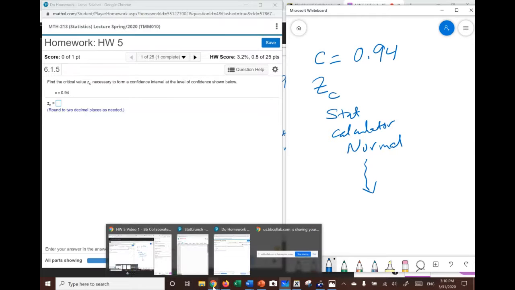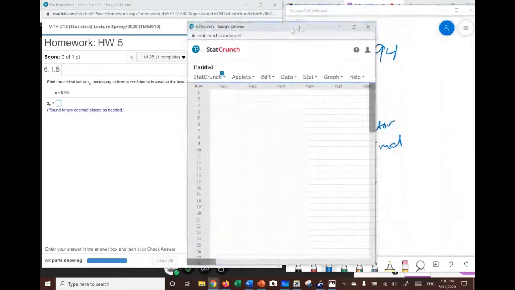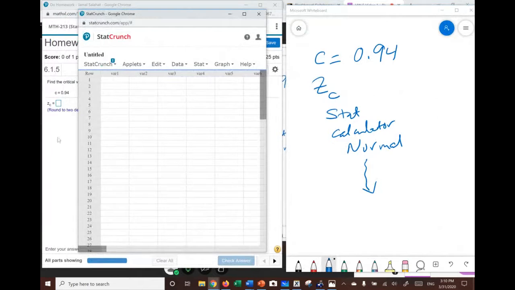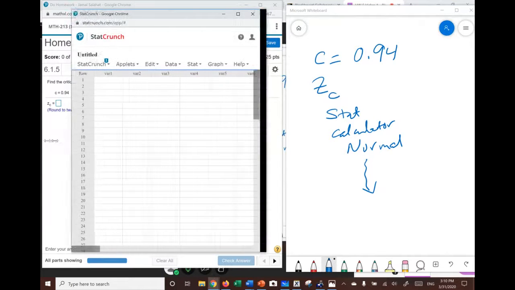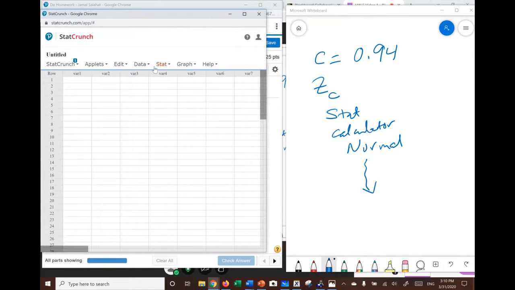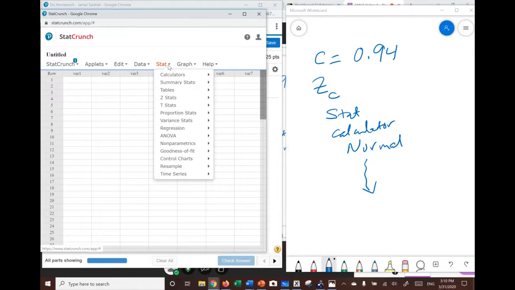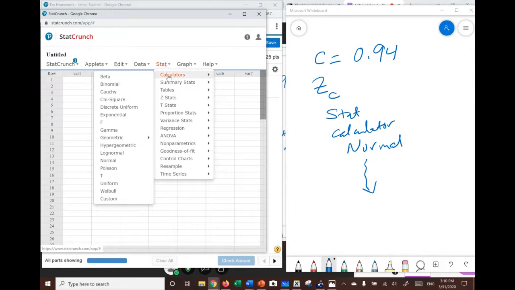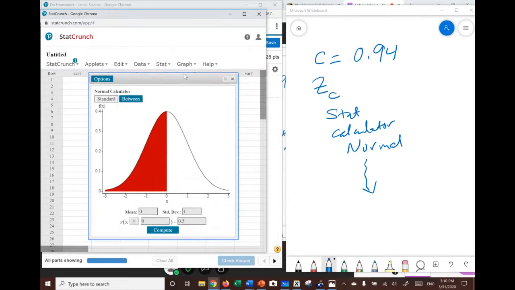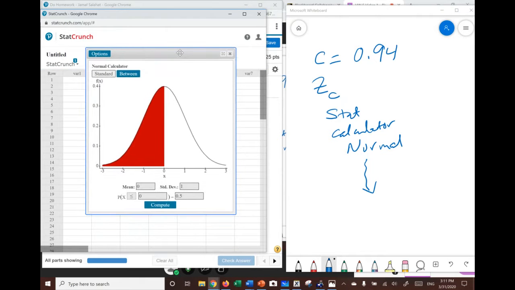So I'm going to open StatCrunch here and make this large enough for us to see. I'm going to go to the Stat key and drop down to Calculators. It's supposed to open to the right, but now it's opening to the left because of the resizing of the window. We're going to go all the way down to Normal. Click on Normal. Then you're going to see this window, and that's what I meant by the arrow here. You need to fill this information in.